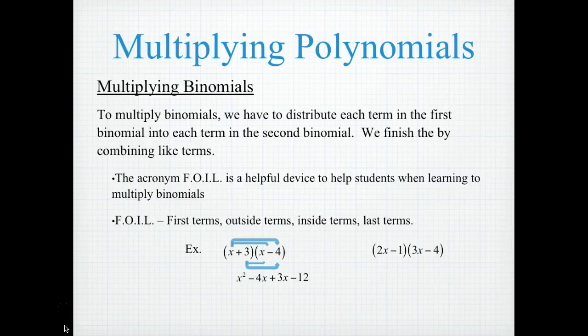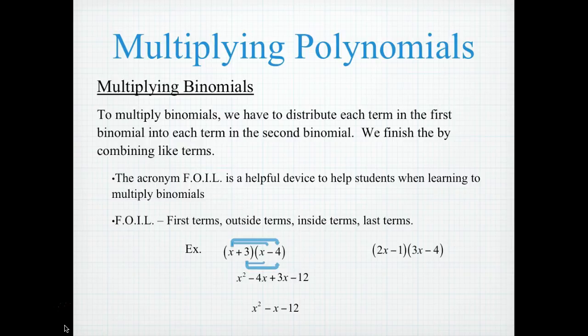So you see where FOIL comes from. The first step is multiplying the very first terms in each binomial, x times x. The O stands for the outside terms, x times negative 4 gives us negative 4x. The I stands for the inside terms, which is 3 and x, and that gives us positive 3x. And the 3 and the negative 4 give us negative 12. Those are the last terms. Now we finish by combining like terms. The two inside terms are like terms, so we combine them to get x squared minus x minus 12.